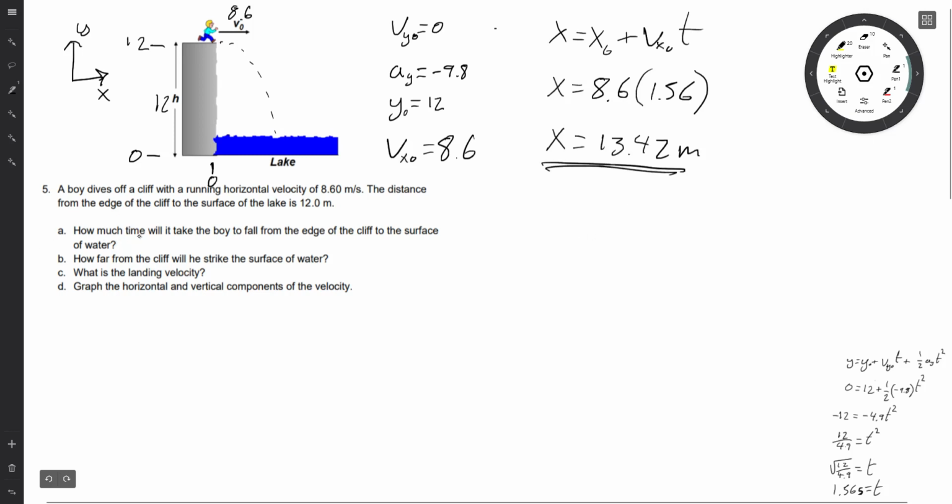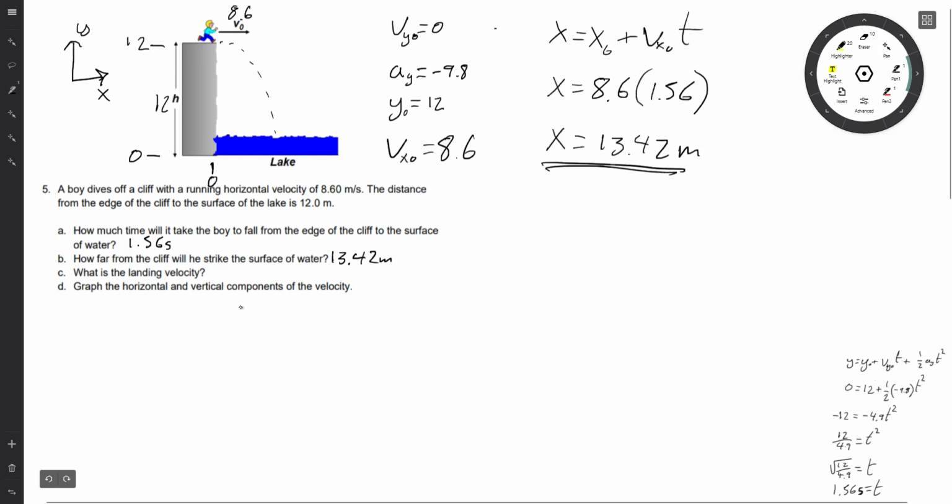So our answer to A was 1.56. Our answer to B is now going to be 13.42 meters. I did something that I probably shouldn't have done. I used 1.56 itself, the rounded value, in my equation here. What we probably should do is actually use 1.5642492, the unrounded version, and that would give a better and more accurate value for what is going on here.